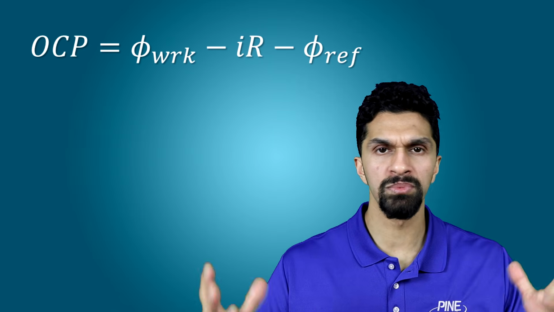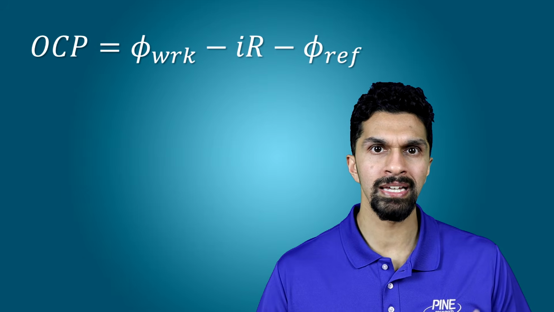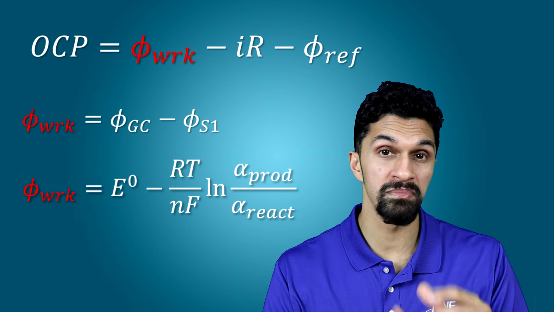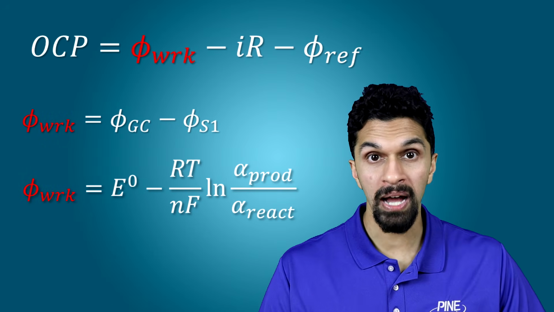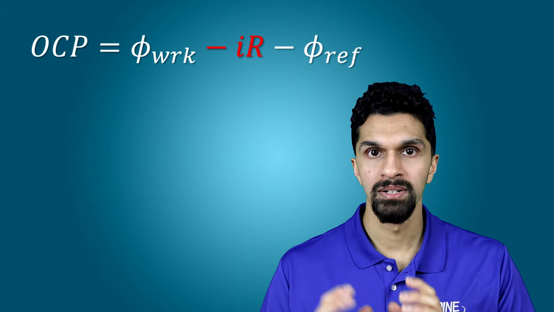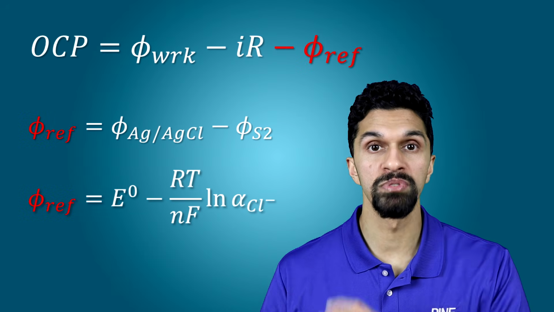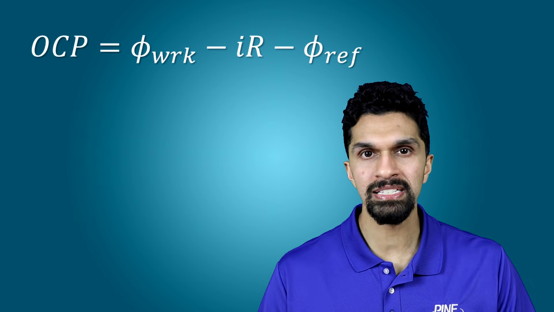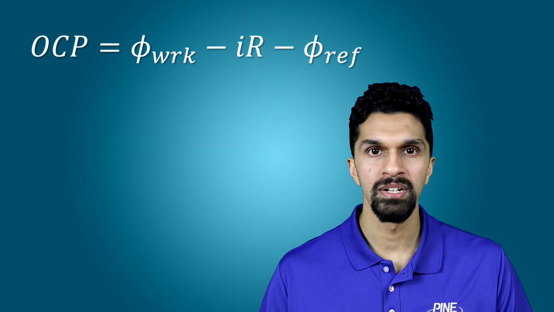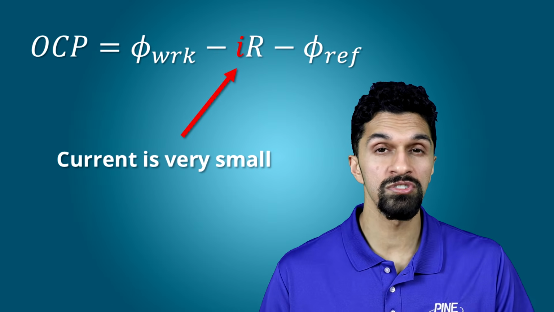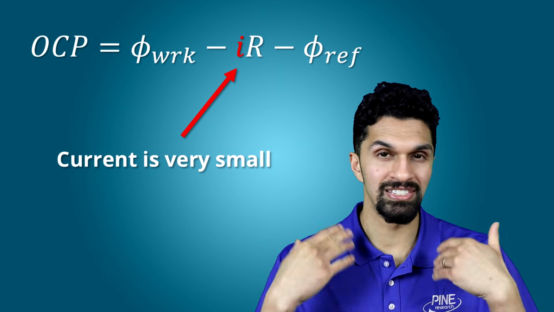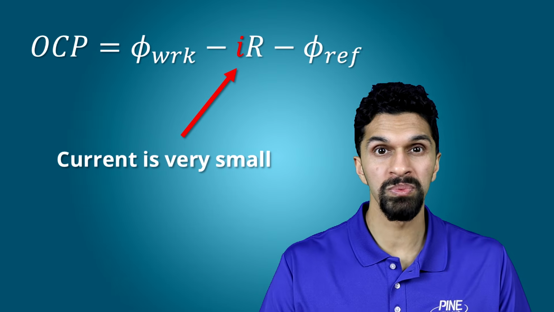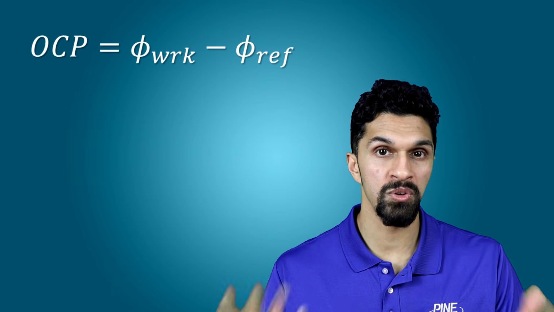So mathematically, when we put everything together, we get the open circuit potential is equal to the contribution from the working electrode minus the IR drop minus the contribution from the reference electrode. Now, it's important to note that there is an IR drop. However, because the current is so small, it's such a tiny amount of current, it is effectively negligible and we can remove it from our equation.